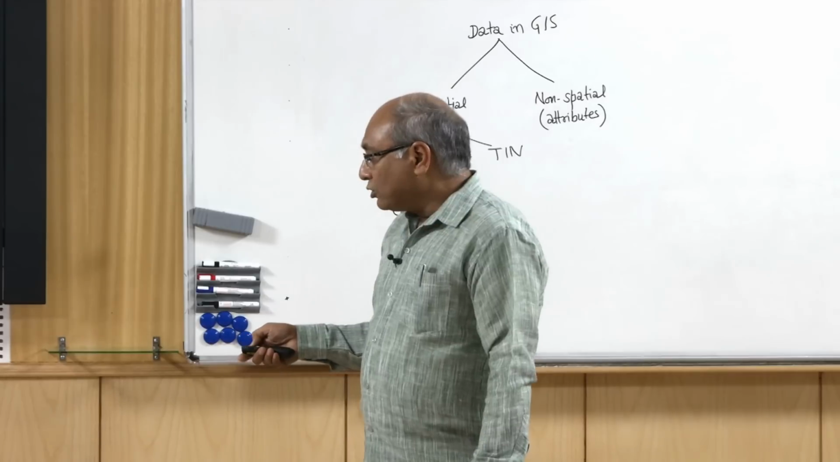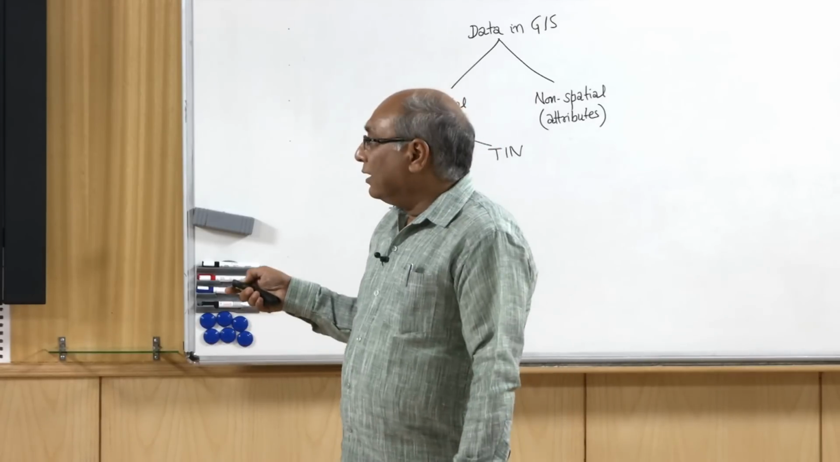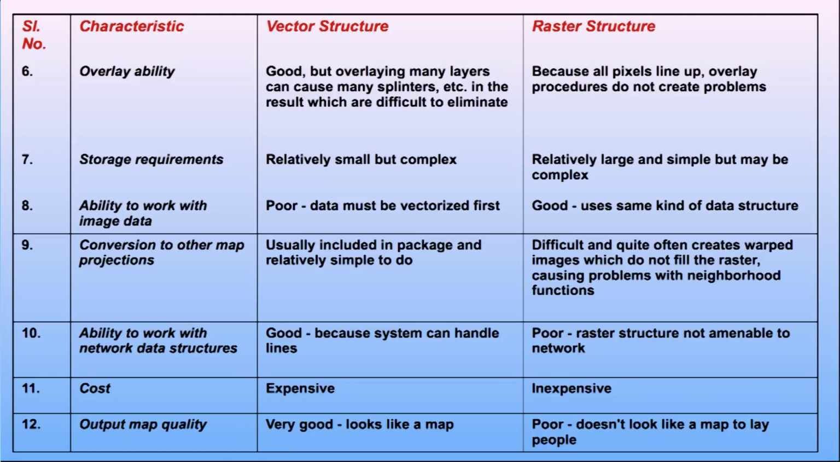And also the output map quality. Here vector has the advantage: it is very good and looks like a map, whereas raster is poor and does not look like a map.